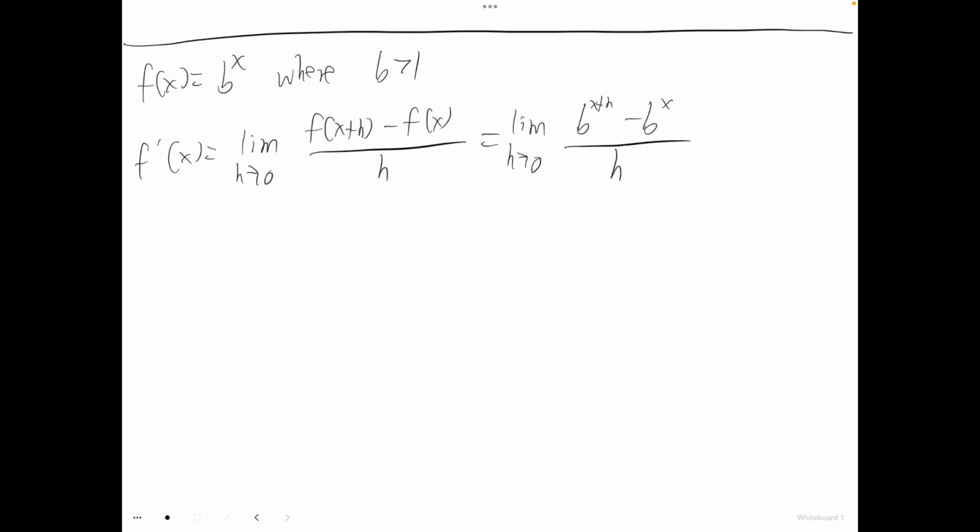Now we're going to factor b to the x out of the top of everything. So it's multiplying both of these terms. To see that a little bit clearer, you can write this as b to the x times b to the h minus 1 over h.